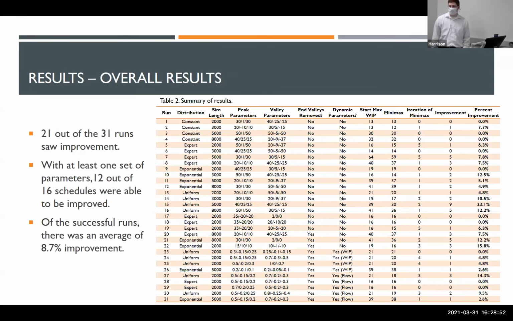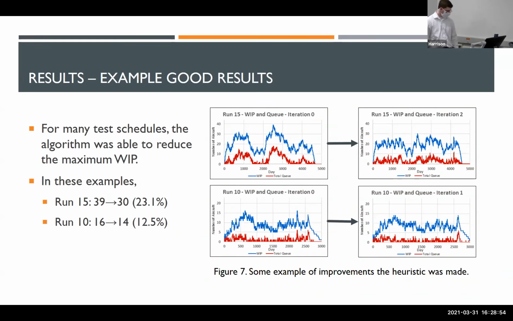For maximum WIP, yes. So here are some examples that the algorithm was able to improve. The first example was a uniformly distributed schedule, and within 2 iterations, the algorithm was able to reduce the maximum WIP by 9. This was a 23.1% reduction.